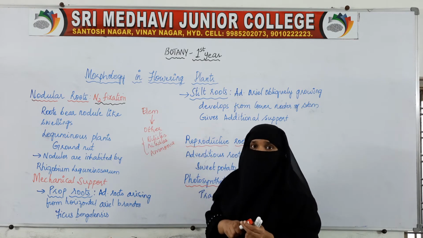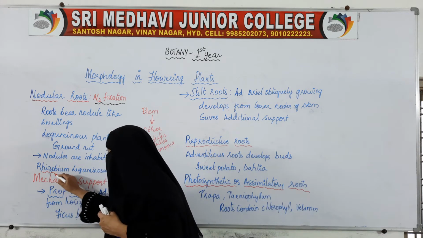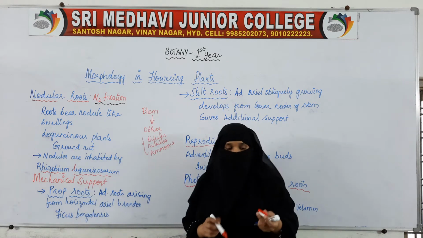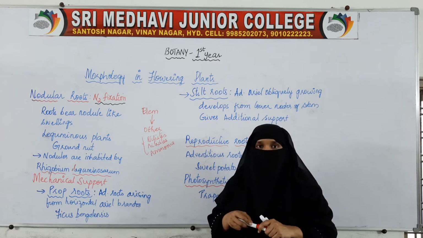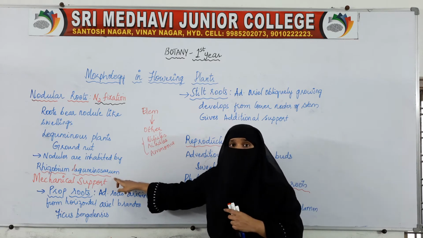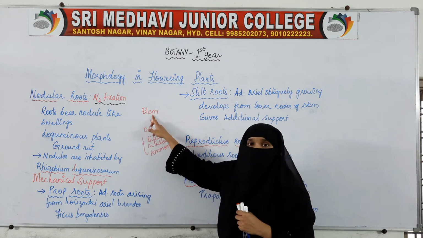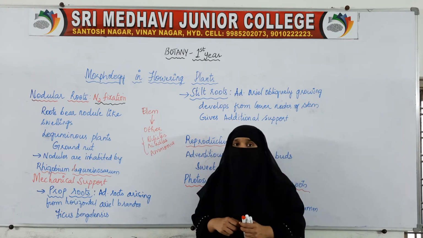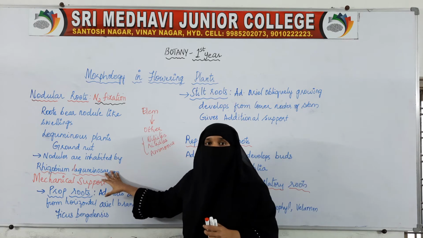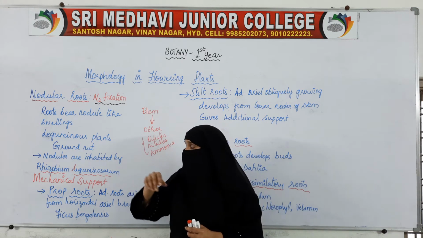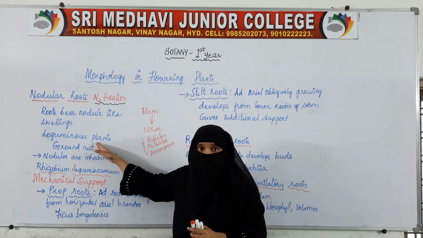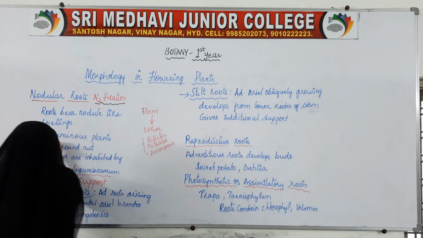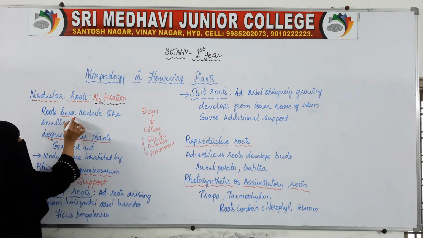An example of such bacteria is Rhizobium bacteria. The name is Rhizobium leguminosarum. This is one type of bacteria which converts elementary nitrogen into other forms of nitrogen. This bacteria is found in the nodules. Leguminous plants have nodules on their roots.